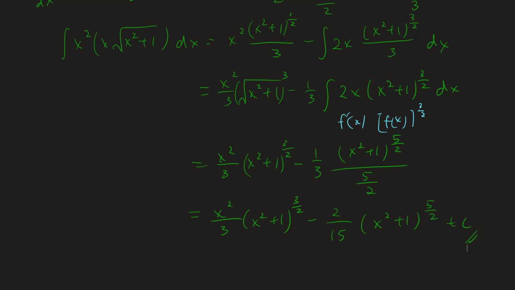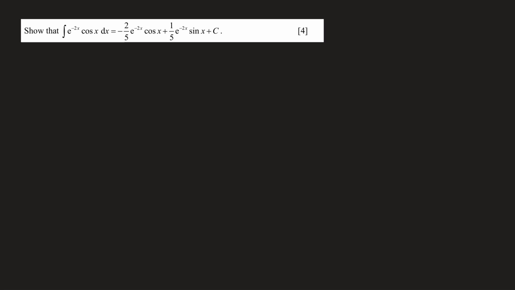That's it. So in the next question, this is very difficult because, now take a look at both candidates when we are choosing LIATE, right? Both of these candidates are pretty low on the spectrum. Yes, we will use cosine x to be our u and our dv dx to be our e to the power negative 2x. You should prepare yourself because this is going to get messy.